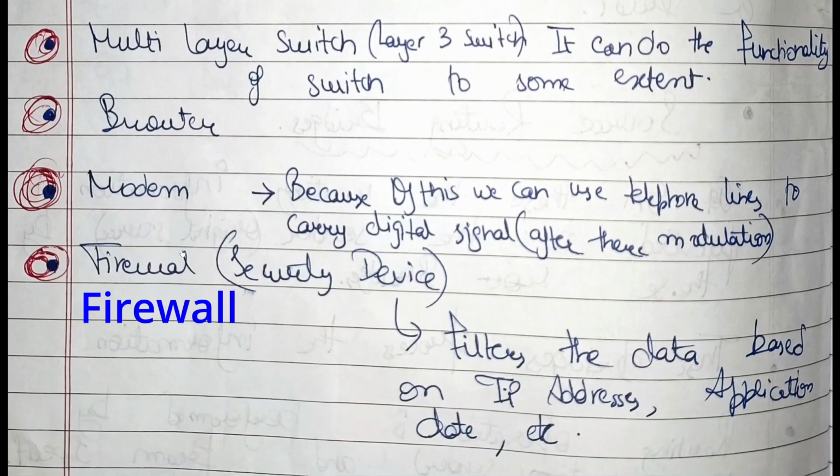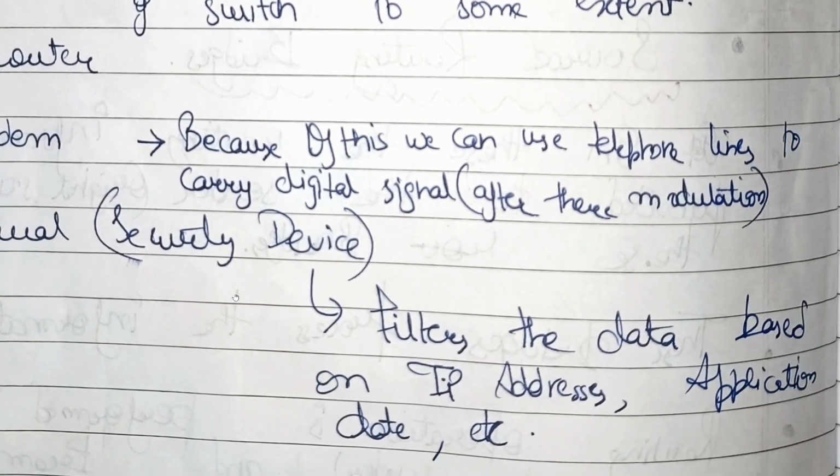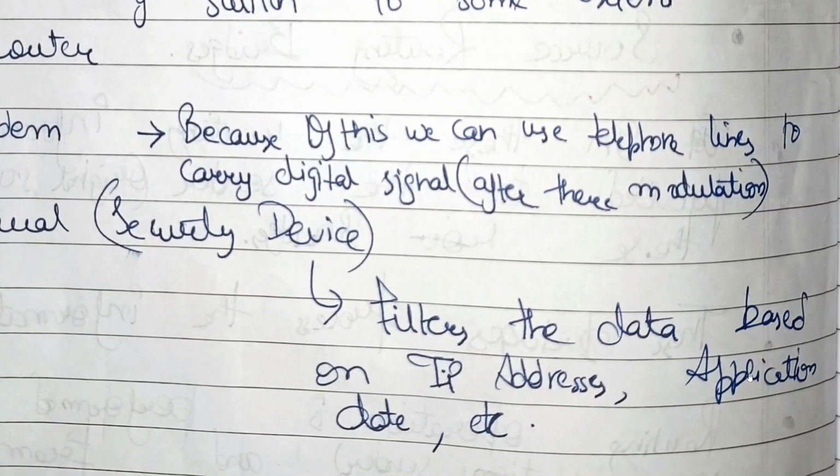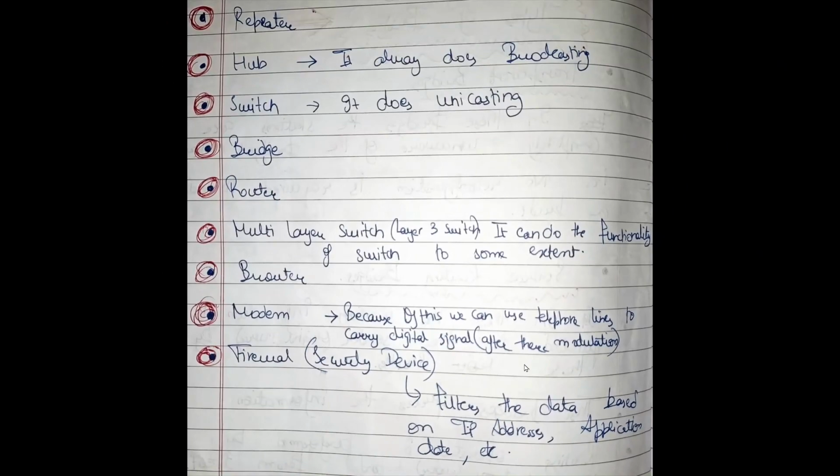The last one we are going to talk about is the firewall. There's an L here, I'm sorry about that. Now, what is a firewall? It's basically a security device which filters the data based on IP address, application data, and many other things. Whatever data enters the computer, it filters based on these. So these were some of the network devices which we read about.